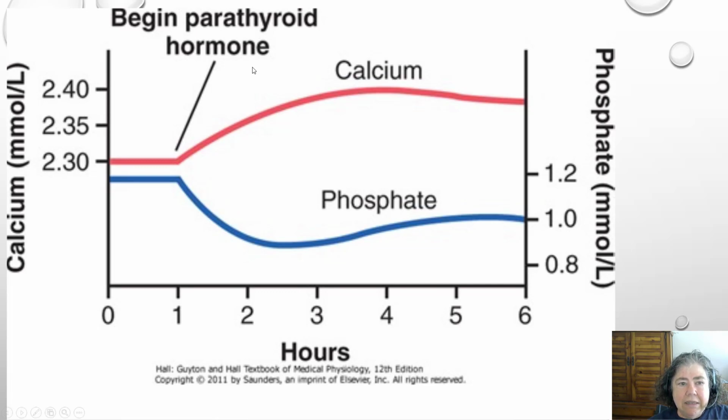This is just a little graph showing an infusion of parathyroid hormone. So we're at steady state, and at 1 hour we infuse parathyroid hormone. Over the next several hours, calcium levels go up, primarily from bone breakdown, but also from kidney reabsorption. And phosphate levels go down, and that is primarily from calcium reabsorption leading to an increase in loss of phosphate in the urine.